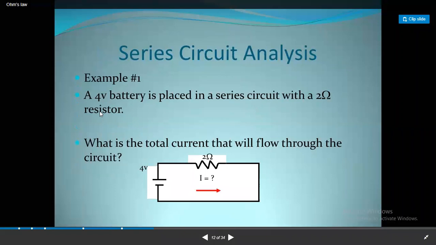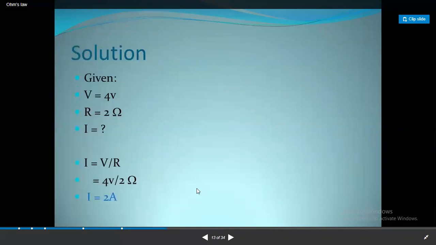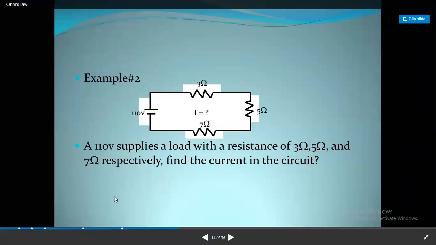Then if you come across this: a 4-volt battery is placed in series with a 2 ohm resistor, and they ask what the current is. Simply we can apply V equals IR. Then 4 volts equals I times 2. Therefore I is 4 divided by 2, which is 2 amps. That would be the current over here, right?